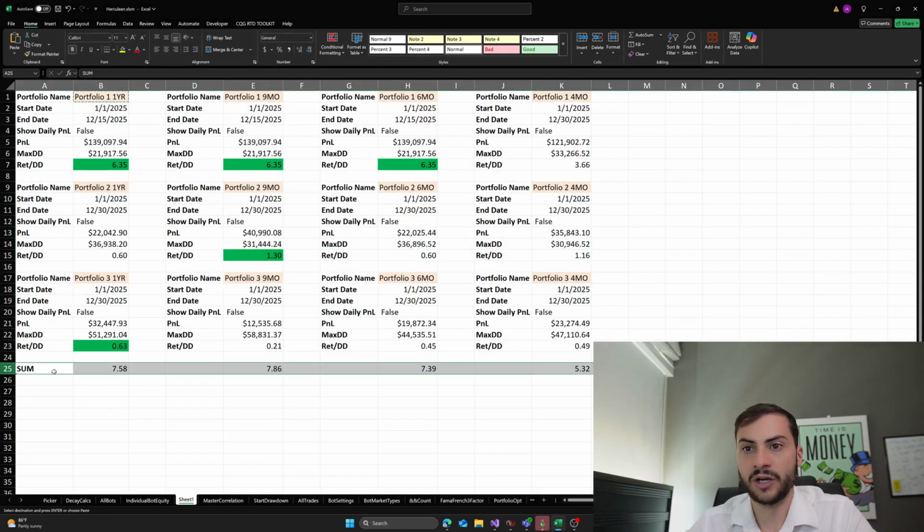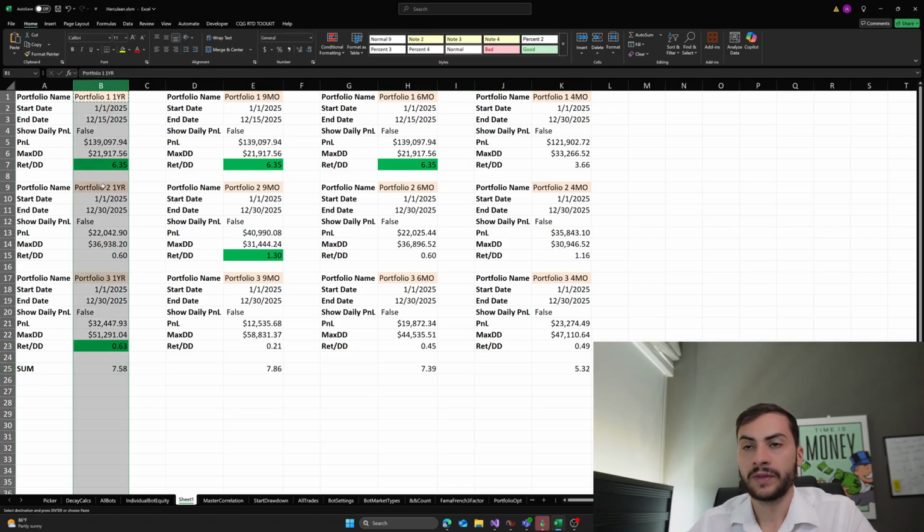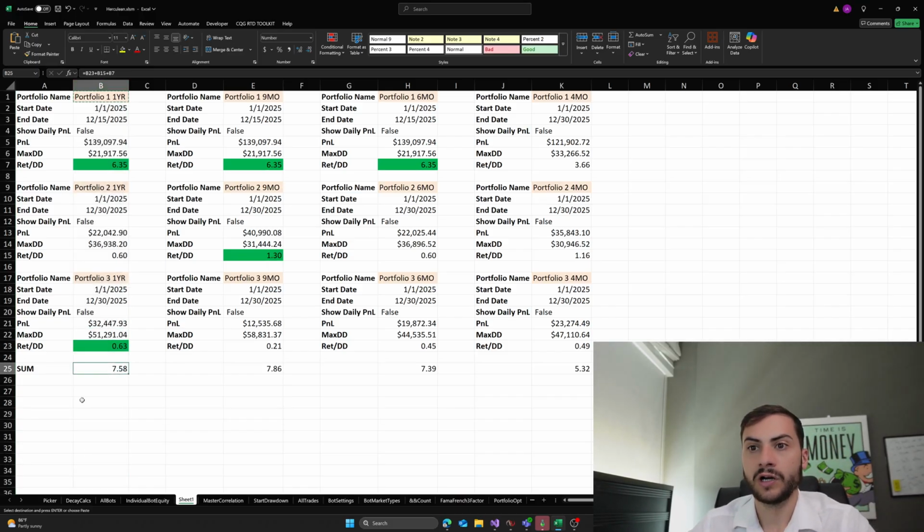And then I actually summed up the return to drawdowns, which is a risk adjusted metric, similar to Calmar ratio, to find what the best one was. So we tried 1 year and 2 of the 3 portfolios, portfolio 1 and 3, were the best on 1 year. We got a summarized return to drawdown of 7.58. So if you add all 3 return to drawdowns together for the 3 portfolios, you got that.